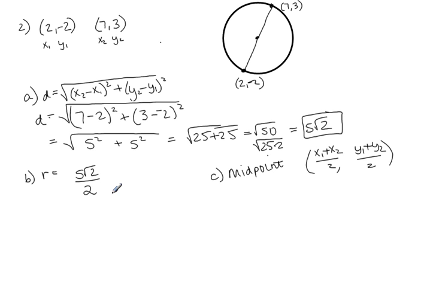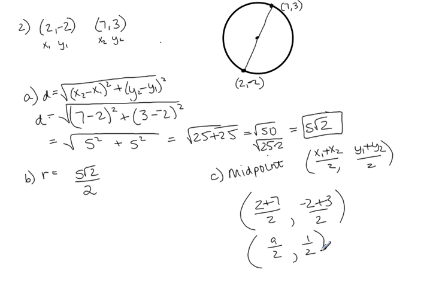And then to find the midpoint, in your part C, you're asked to find the center of the circle. So the center is going to be the midpoint of that segment that has endpoints of 7, 3, and 2, negative 2. So if we use our midpoint formula with the same points that you were given for the endpoints, I'm going to have 2 plus 7 divided by 2, and negative 2 plus 3 divided by 2. This is an ordered pair, so the midpoint would be 9 halves, 1 half.